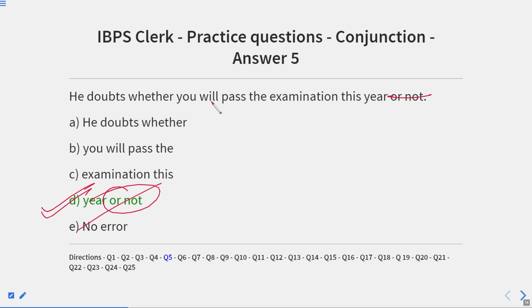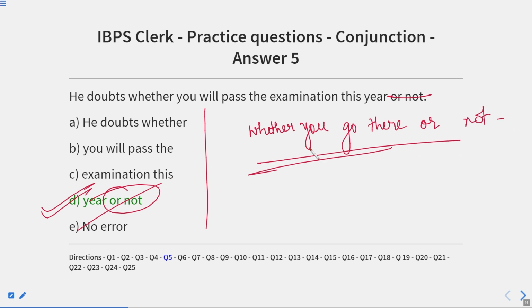Or not comes if the word doubts is not there. For example, I can say whether you will go there or not. So this is just confirming, and the sentence is beginning with the word whether. Also, there is no word doubt over here. That is why this sentence is correct. So the correct sentence will be he doubts whether you will pass the examination this year.